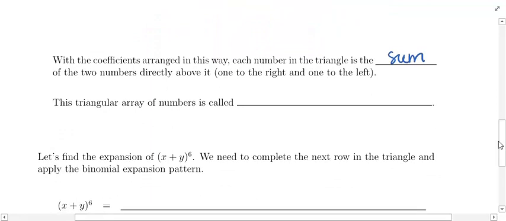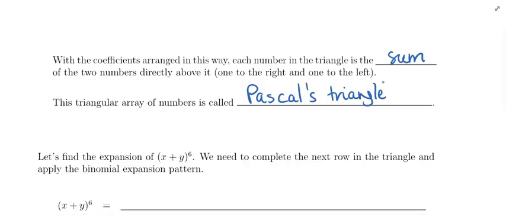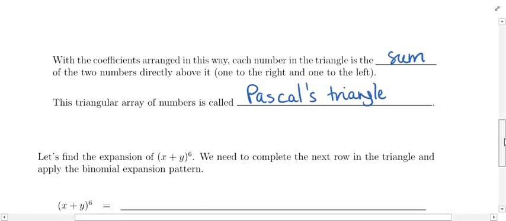Again, each number in the triangle is the sum of the two numbers directly above it, the one to the right and the one to the left. This triangle has a special name. This triangular array of numbers is called Pascal's triangle. So basically, if you're doing an expansion of a binomial, the coefficients are coming from Pascal's triangle, if you've ever heard of it. So that's pretty cool.